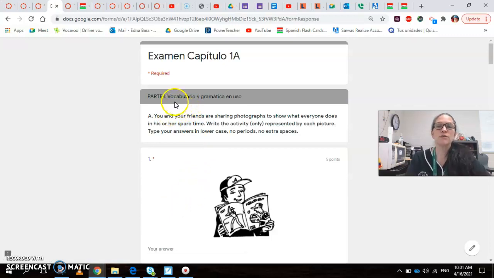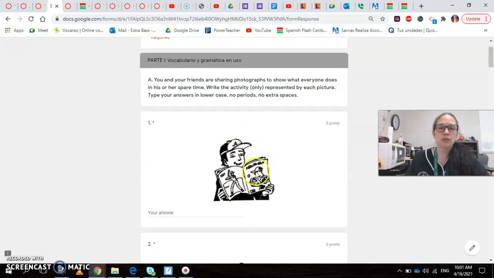The first section is about vocabulary and grammar. It says, you and your friends are sharing photographs to show what everyone does in his or her spare time. Write the activity, only the activity, represented by each picture. Type your answers in lowercase, no periods, no extra spaces. So you see what this person is doing, you're going to type right here what the person is doing. And that's it. You don't have to put me gusta, no me gusta. You don't have to add anything else.